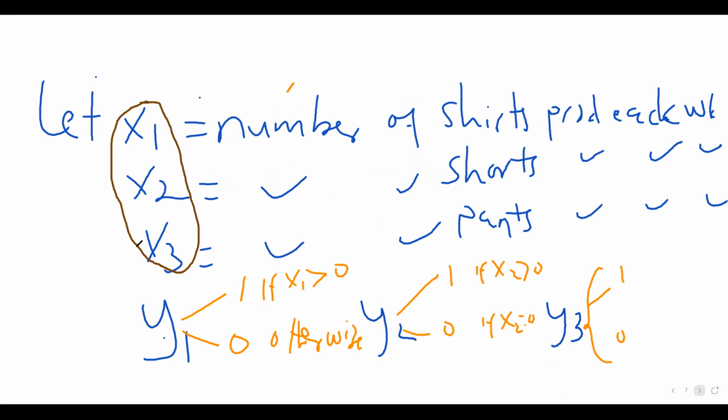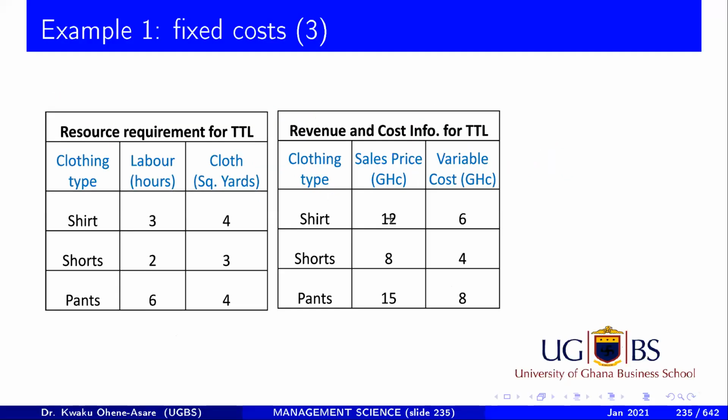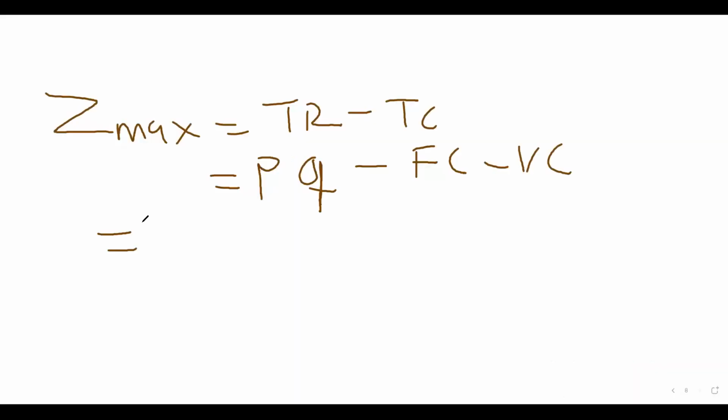So on the basis of that, we can write our individual revenues to be the price times the quantity. And of course, please don't forget the prices were 12, 8 and then 15. So I'll go back here and write 12 X1 plus 8 X2 plus 15 X3. So these are my price times quantity.